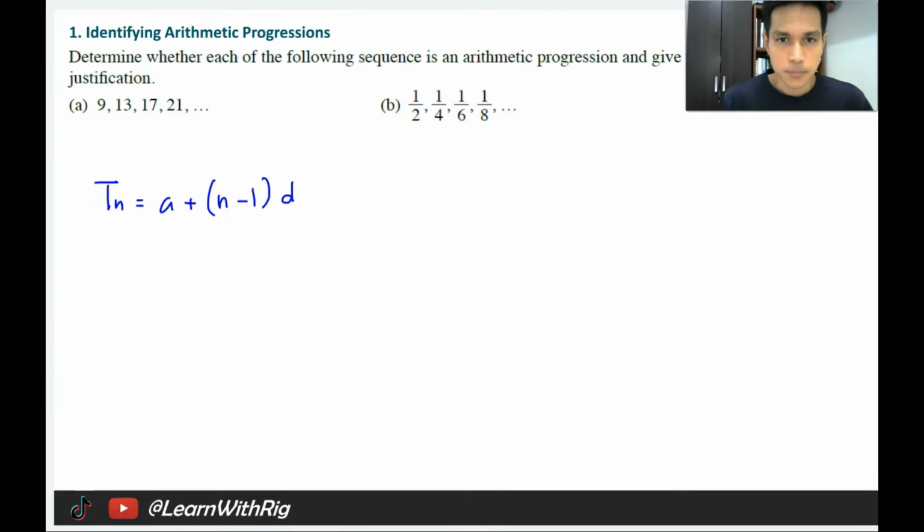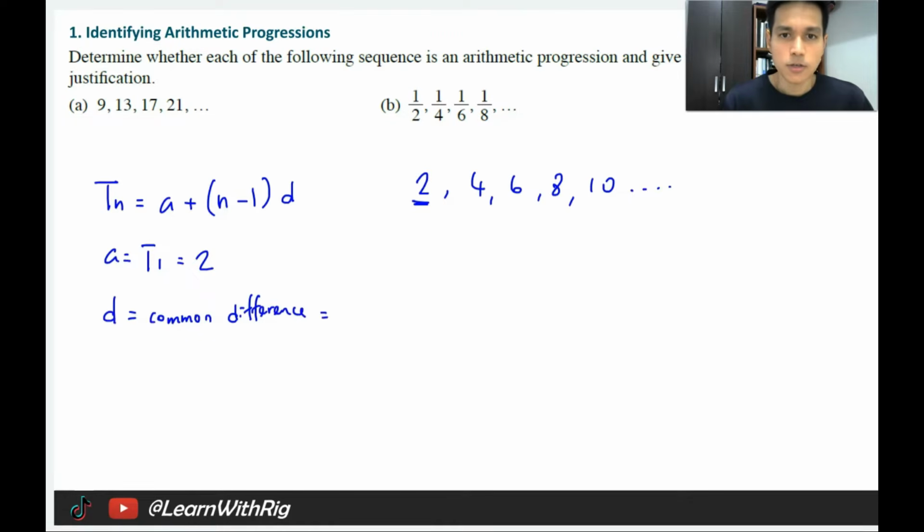Now example, let's say you have a sequence 2, 4, 6, 8, 10 and so on. Right, this is a sequence. What is the a value? A value is the first term, which is T1. The first term here is 2, correct? So the sequence here, the first term is 2. So a is equal to 2. What about d? D is what we call the common difference. Okay, so what is common difference?